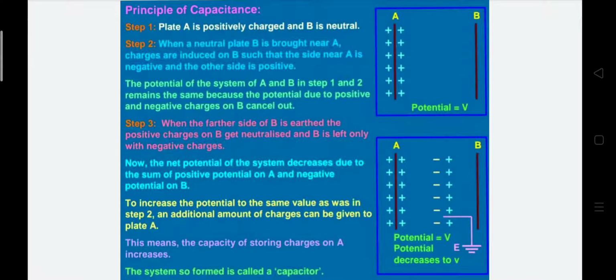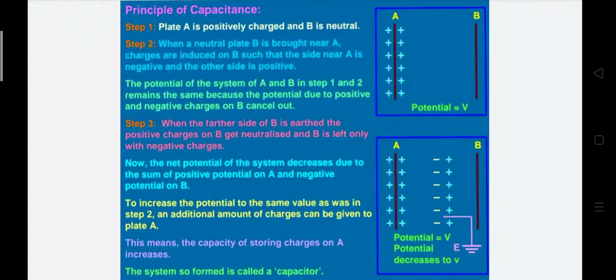So, the capacitance of a capacitor. If the charges on the plates of the capacitor are plus Q and minus Q, and the potential difference between these plates is V, then the capacitance is given by the formula C equal to Q upon V. So the capacitance of a capacitor is defined as the ratio of the charge given to the plate of the capacitor to the potential difference between the plates. C is equal to Q upon V.